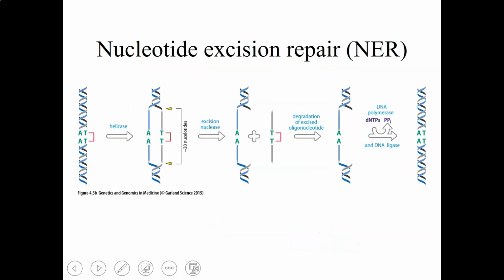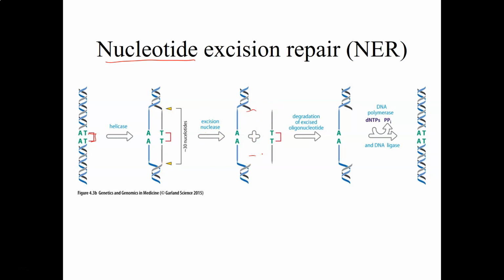Nucleotide excision repair is where you remove an entire nucleotide instead of removing a base. So this happens a lot. One good example are these thymine dimers, where UV light causes two thymines to be stuck together. And then now, instead of removing just the base, you just remove the whole region. You remove a bunch of nucleotides.